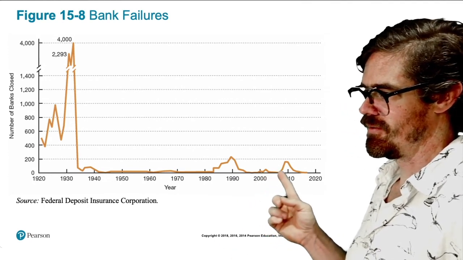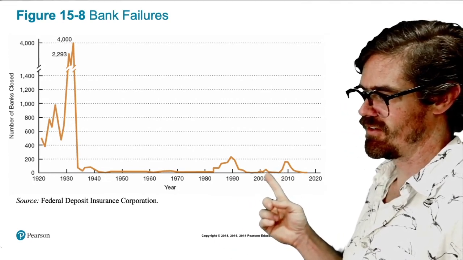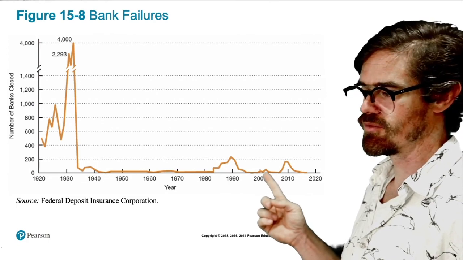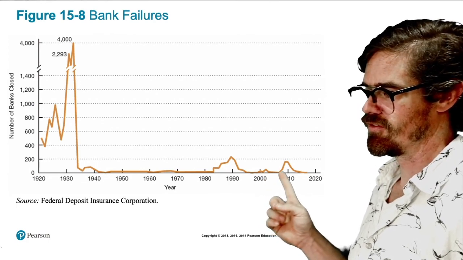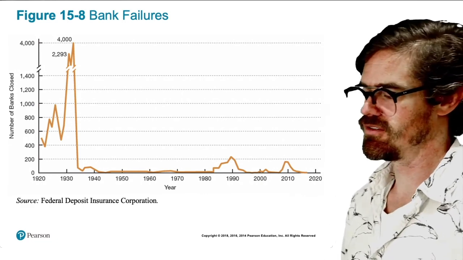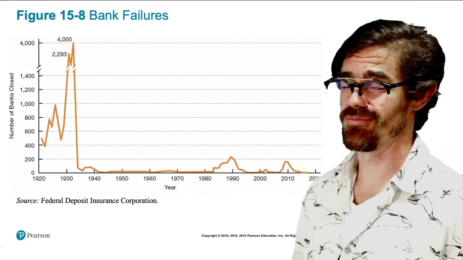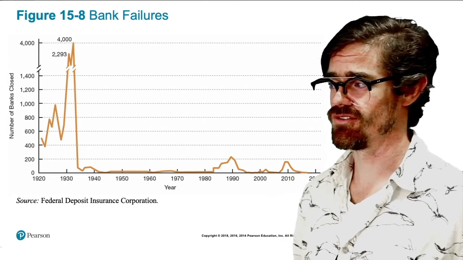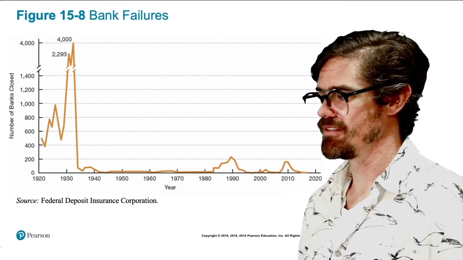And then we can see here there were some bank failures right around 9/11 and the recession that followed there. And then, of course, there were a pretty substantial number of bank failures during the Great Recession. But that's because we had basically a total financial collapse during that time.